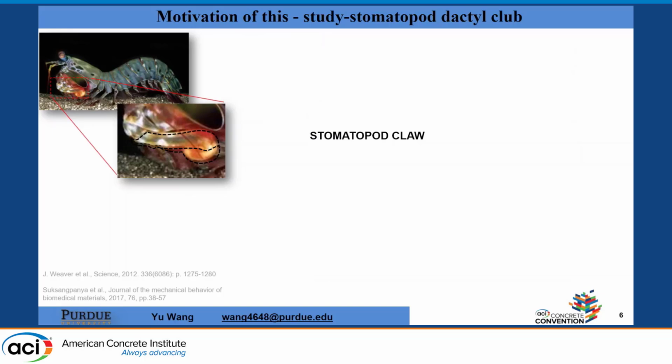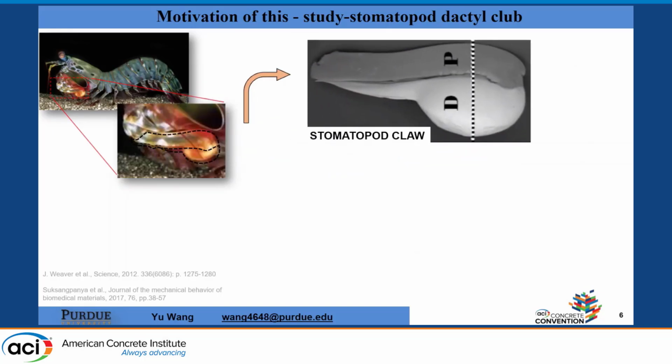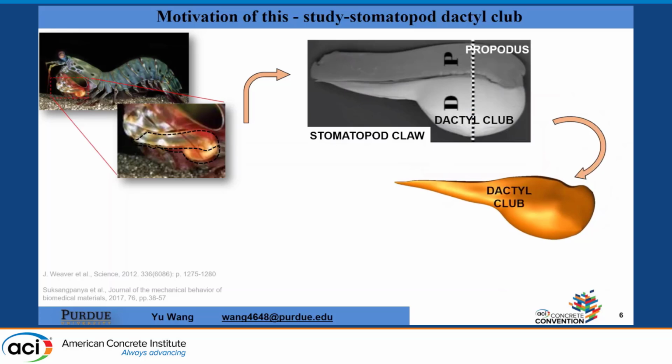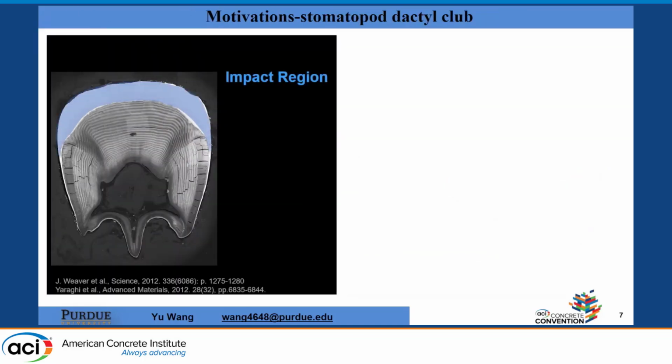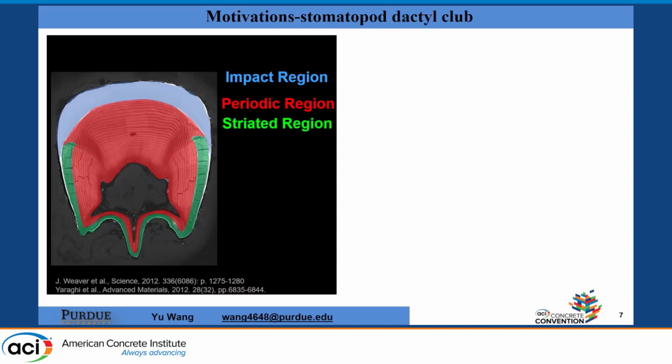If we look at the cross section of the dactyl club of the mantis shrimp, we can see it's like a multi-region organ. So this is the microstructure of the dactyl club of the mantis shrimp, and it can be divided into different regions. The top region, highlighted in blue, is the impact region, the middle region is the periodic region, and then there's another outer region we call the striated region.